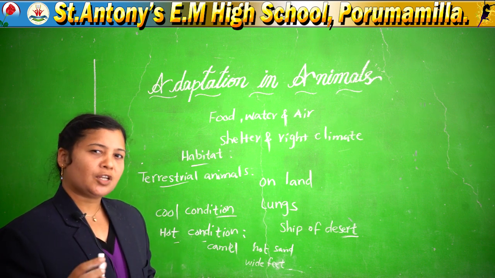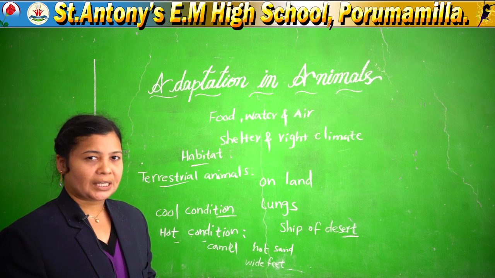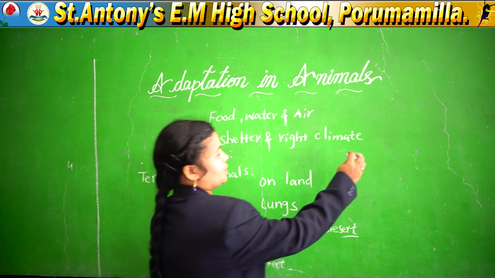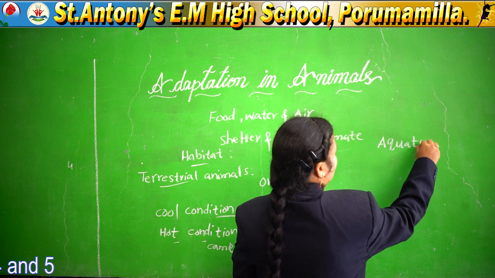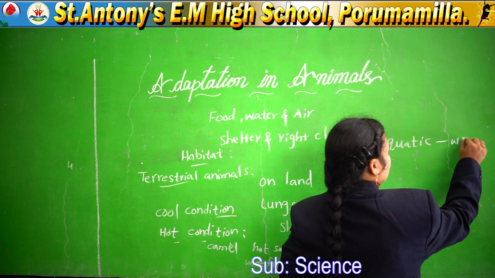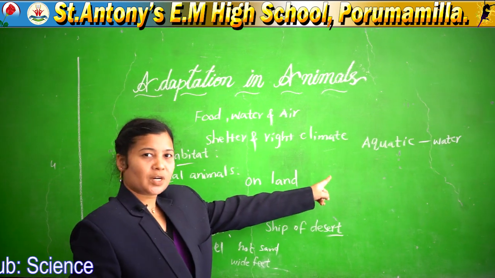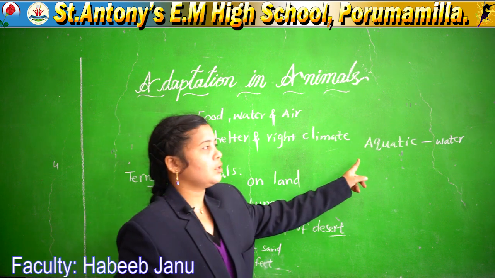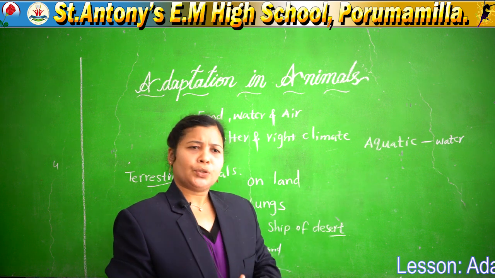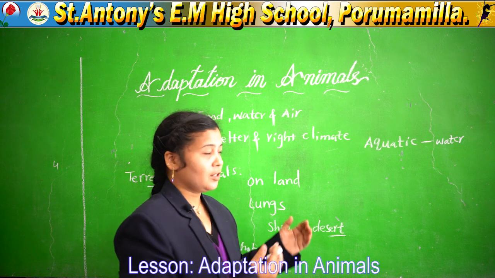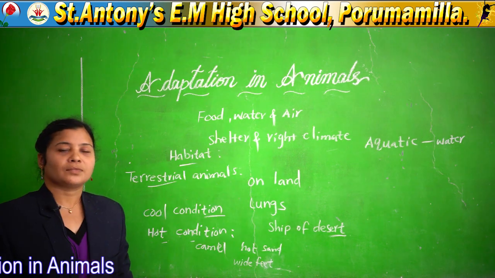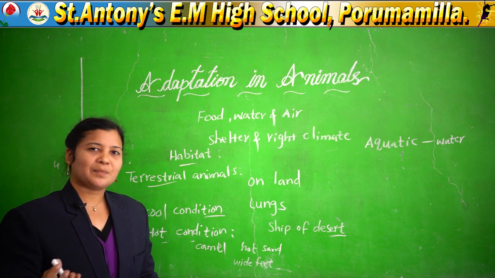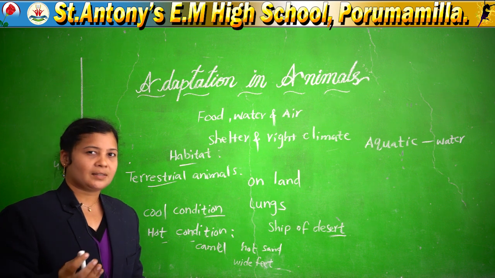The animals which live in water, we call aquatic animals. What is the meaning of aquatic? Aquatic means water. So the animals which live in water are called aquatic animals. Can you give some examples of which type of animals live in aquatic habitats? Examples: fishes, dolphins, whales, and so on.